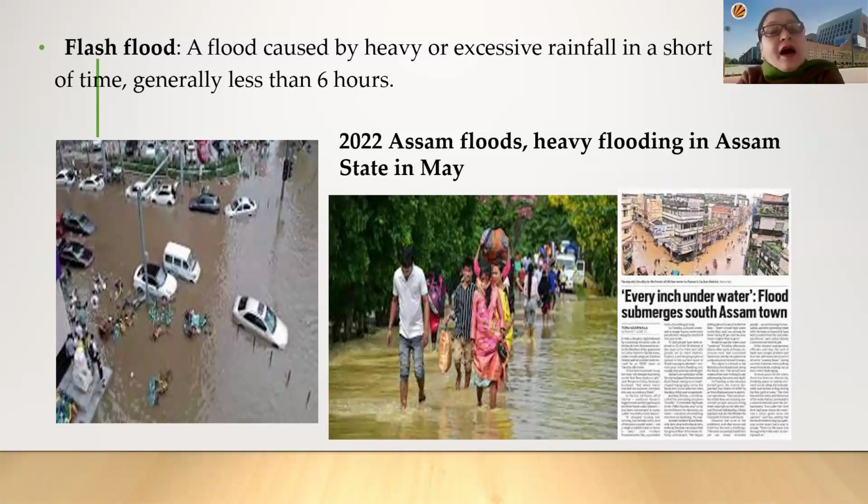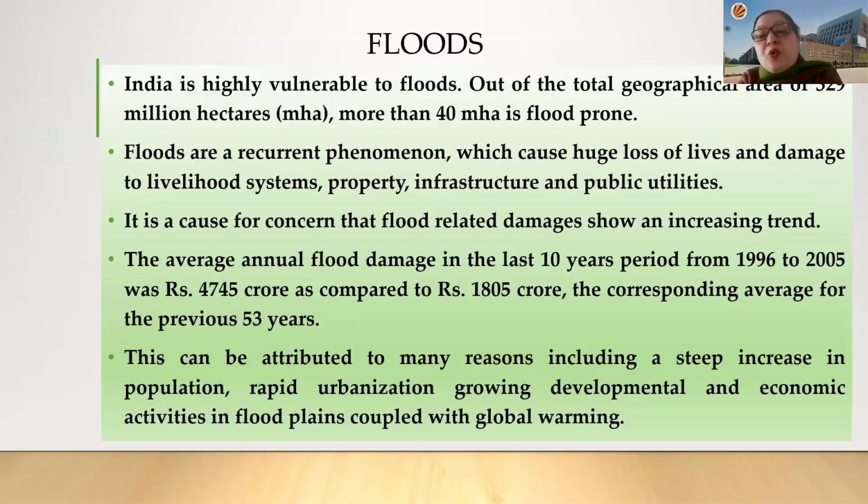India is highly vulnerable, meaning it is prone to floods. Out of the total geographical area of India, that is 329 million hectares, more than 40 million hectares is flood prone area. And flood is a recurrent phenomenon, meaning it is not a rare thing, it is a frequent thing which can cause huge losses of lives and damage to livelihood systems, infrastructure, property, public utilities, etc. And flood related damages are increasing day by day. We can find the increasing trend of this.